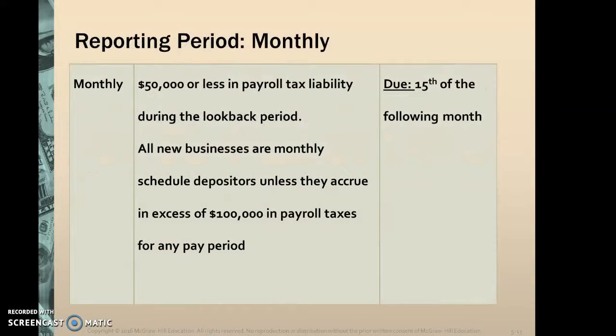If an employer is reporting monthly, let's say an example here, $50,000 or less in payroll tax liability during the look back period, a new business is on monthly scheduled deposits unless they accrue in excess of $100,000 in payroll taxes for any period. If it's monthly, it is due the 15th of the following month.